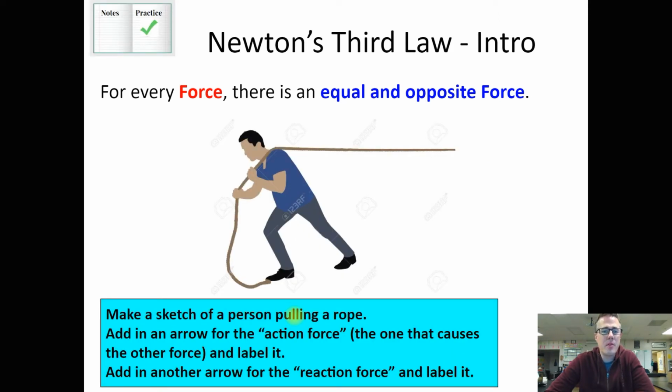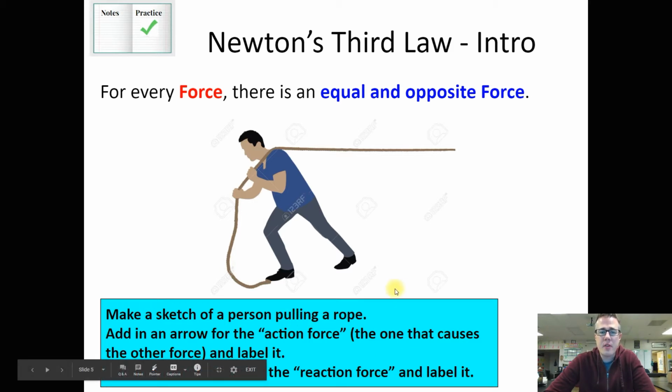Here's a pulling example. Sometimes this one is a little bit of a brain bender for some people, but both of those pushes and pulls operate the same way. So make another sketch on your practice side of somebody pulling on a rope and add in the action force and the reaction force and label them. Pause the video and label those, come back and see if you're right.